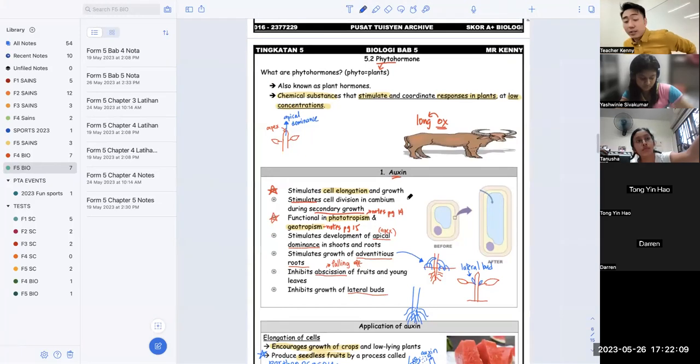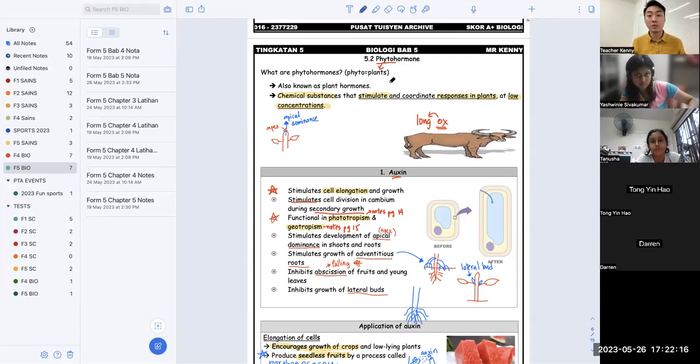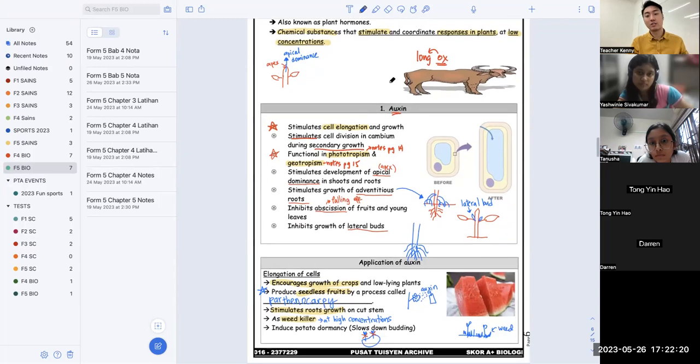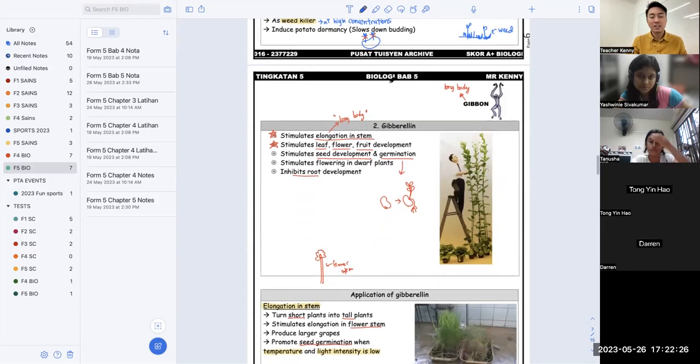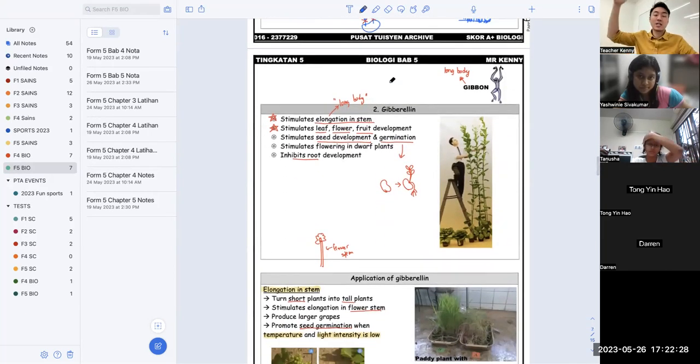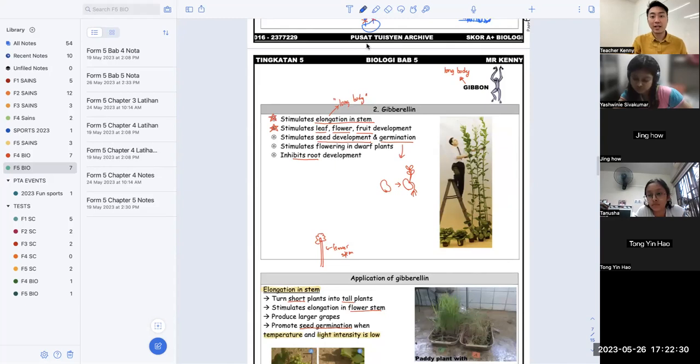Okay. Yeah, if the line is bad, just opt to turn off. All right, so let's do a short recap of what we learned today. We learned about phytohormones, that means plant hormones. We learned auxin, positive, cell elongation. Next, gibberellin, elongation of the stem, the main part of the body.